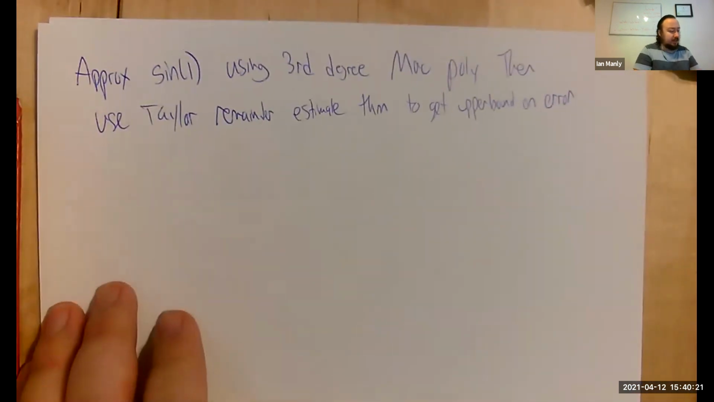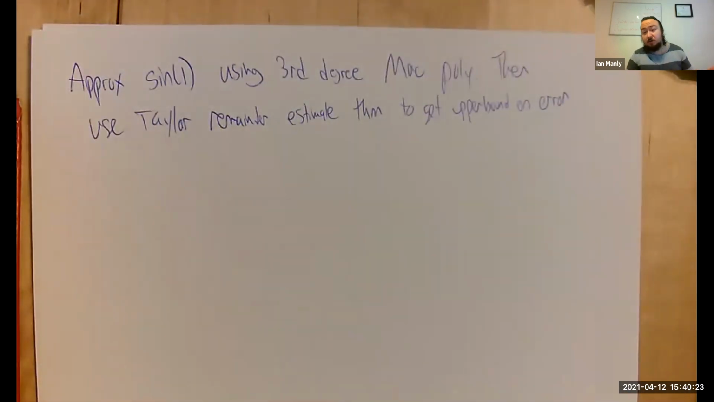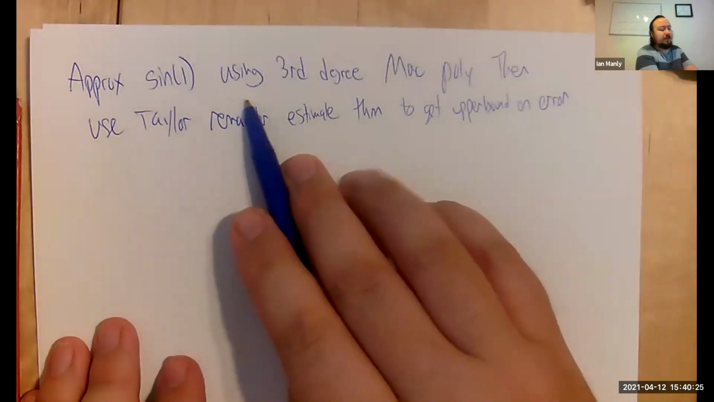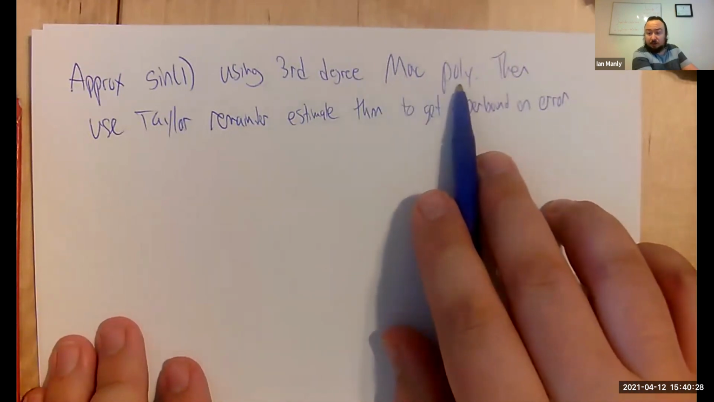All right, so let's see here. First of all, let's do the approximation here. Let's go over approximating stuff. So we want to use the third degree Maclaurin polynomial.